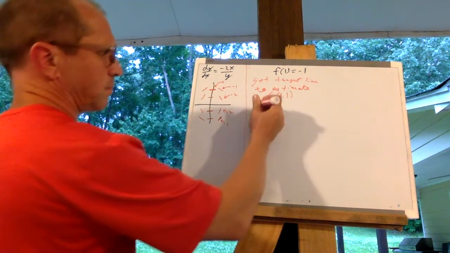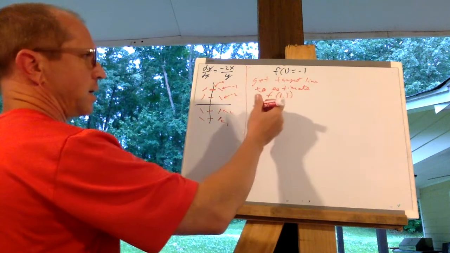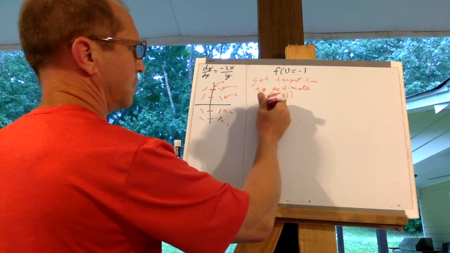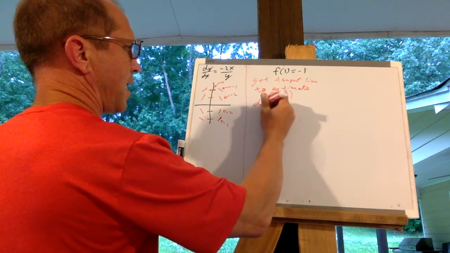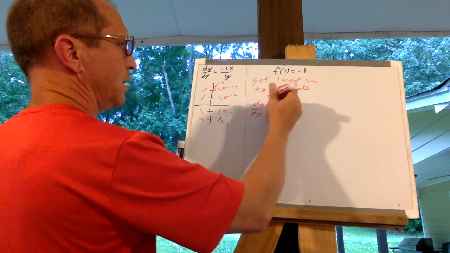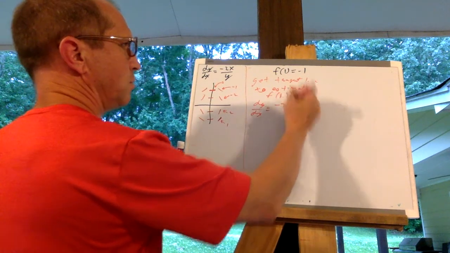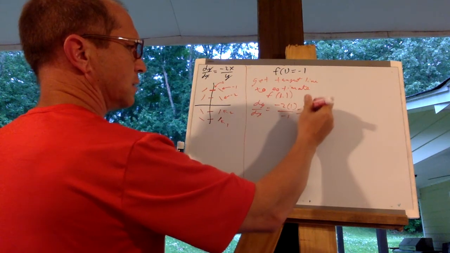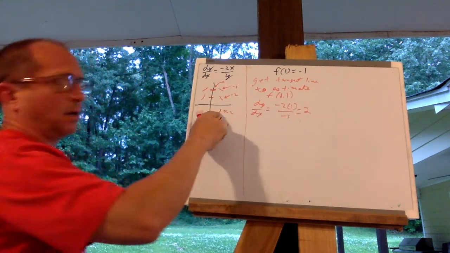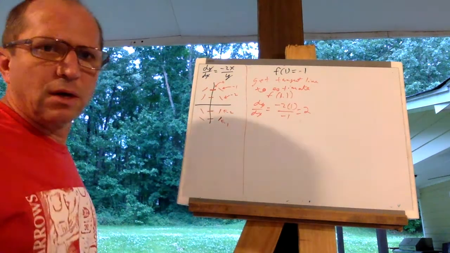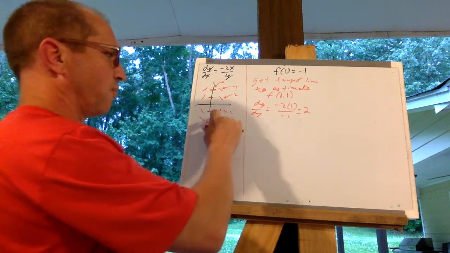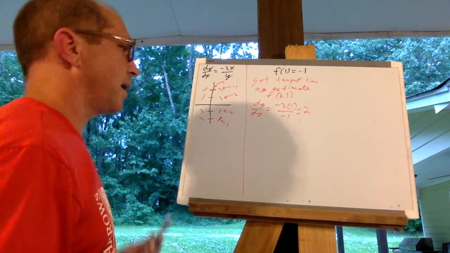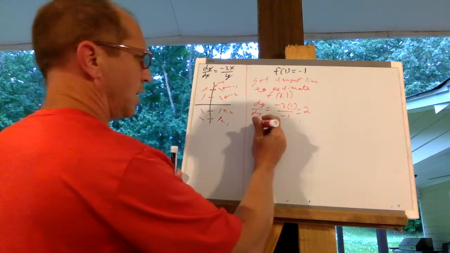We say, well, we know that dy/dx is going to equal negative 2 times positive 1 over negative 1, so we get that the slope here is positive 2. And of course we solved for that earlier, so if you do that from when you solved for it earlier, you wouldn't even have to do that step.